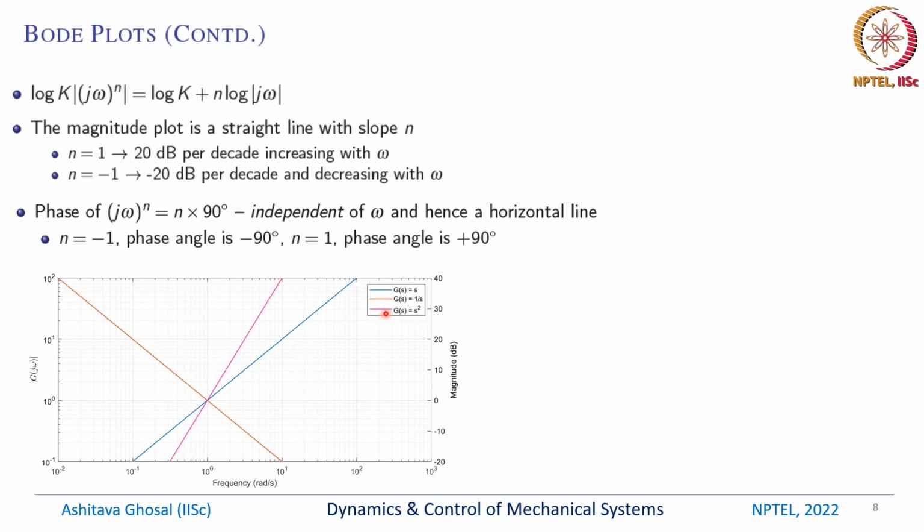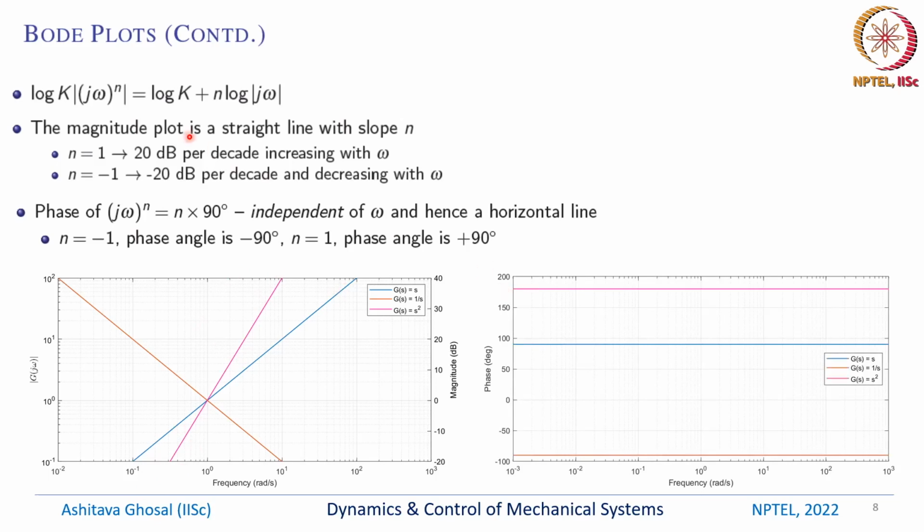Likewise, if G of s is 1 over s, so it's like an integrator, then it is decreasing at 20 dB per decade. Here you can see 10 to the power 0 is some point here, and in the next decade it falls by 20 dB. And if it is 1 over s square, that is n equal to 2 in the numerator, then it will increase at 40 dB per decade, which is what this line shows.